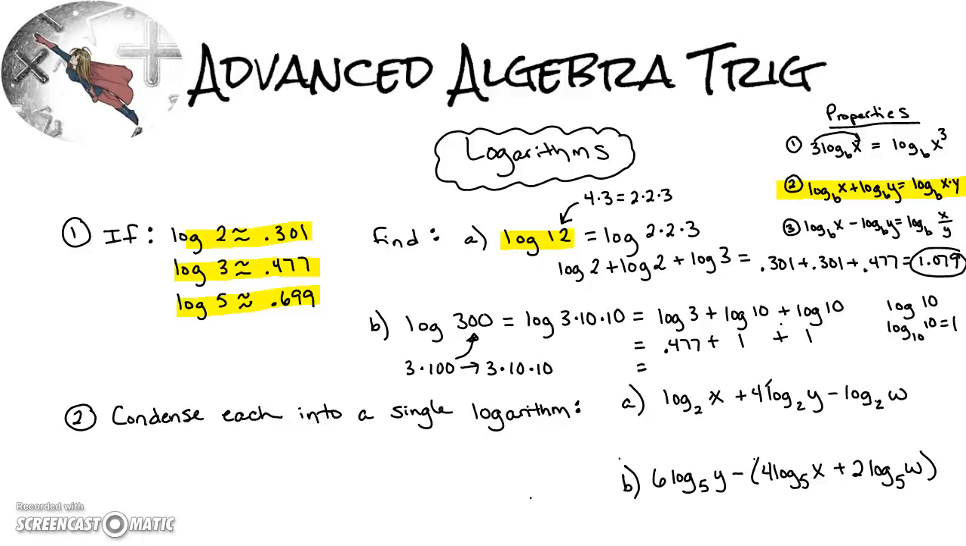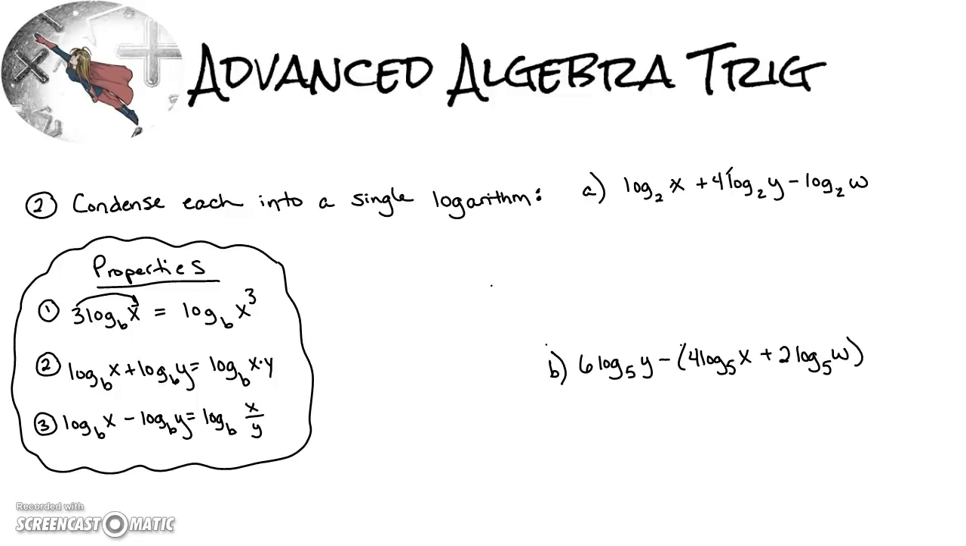So our final answer for this is 2.477. And that would work with any base that they gave you. Like, I'll write it up here. If they said log base 3 of 3, that also equals 1. Or with natural logs, the ln of e, that's also 1. Okay?